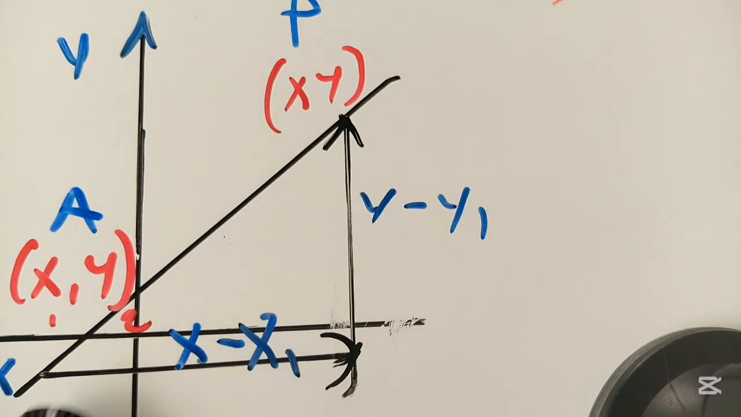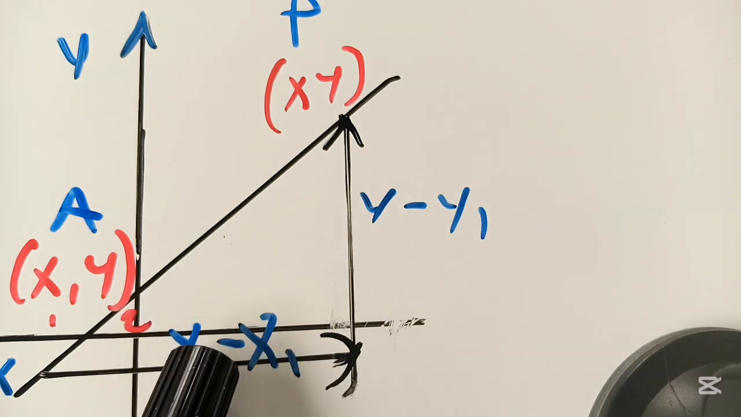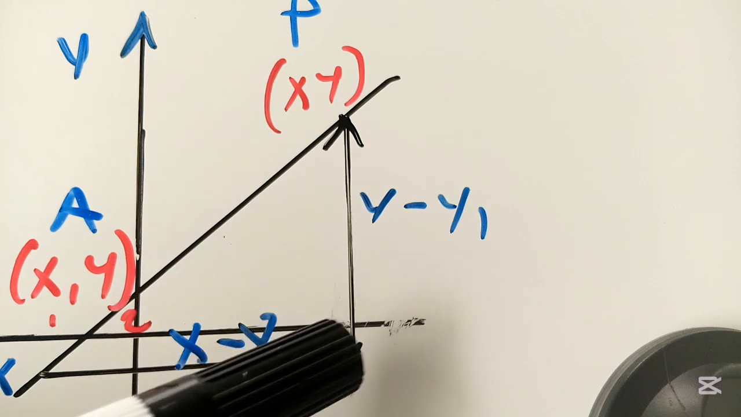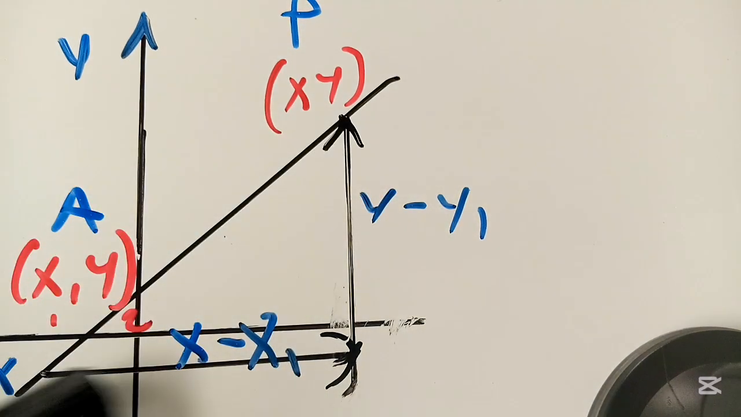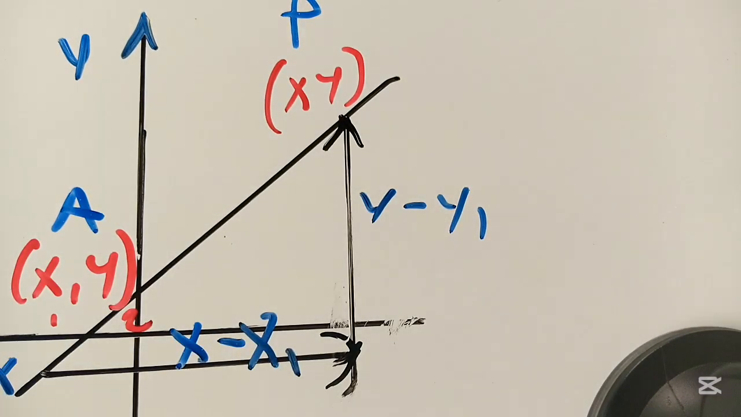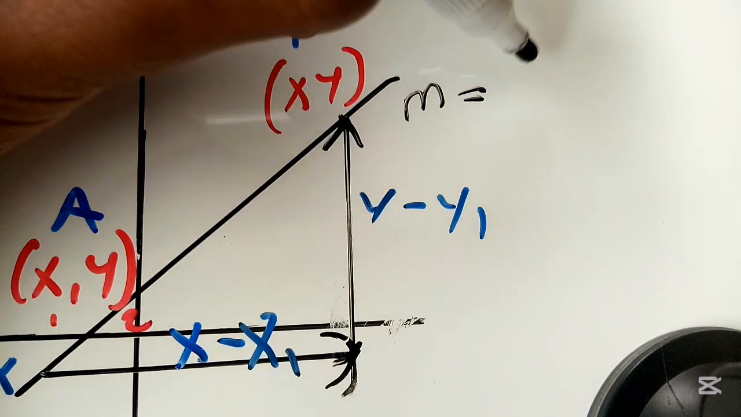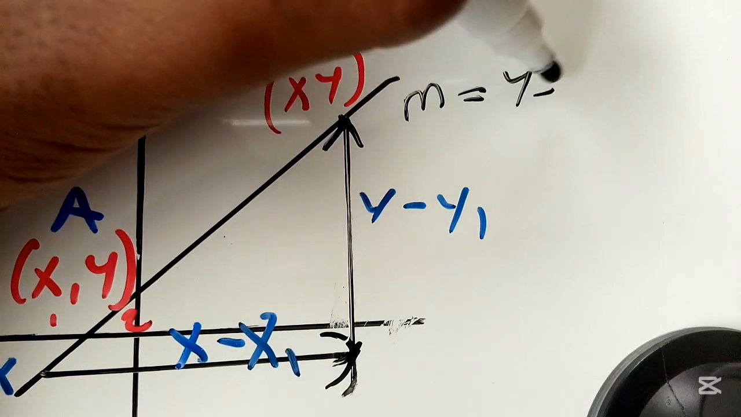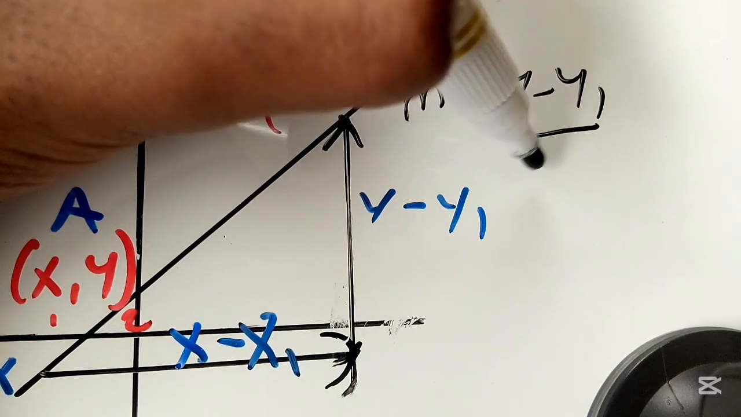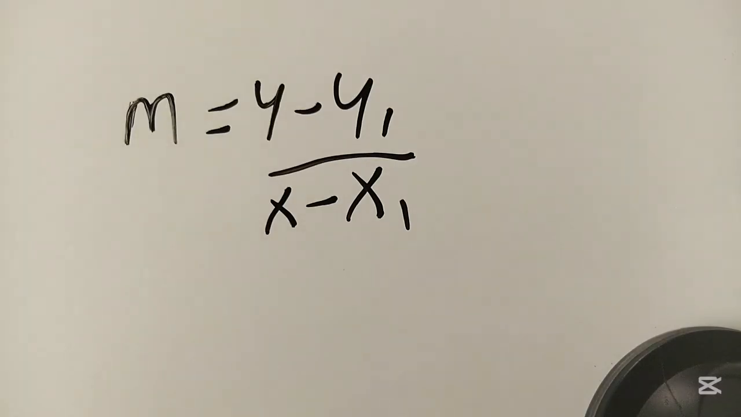So we have this line AP. Now, if we're to find the gradient of this line, we say the gradient will be the vertical rise over the horizontal distance, or change in y over change in x. So when we're finding that, we have to say m is going to be equal to y minus y1 over x minus x1. So that is the gradient of this line. So that is what we had.